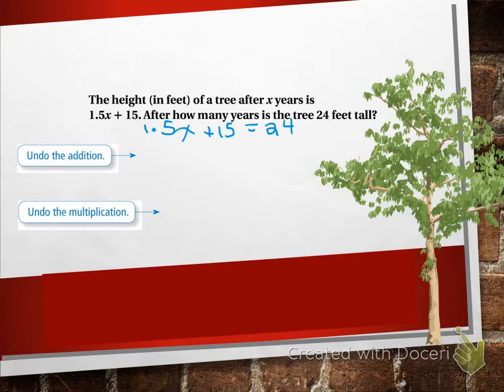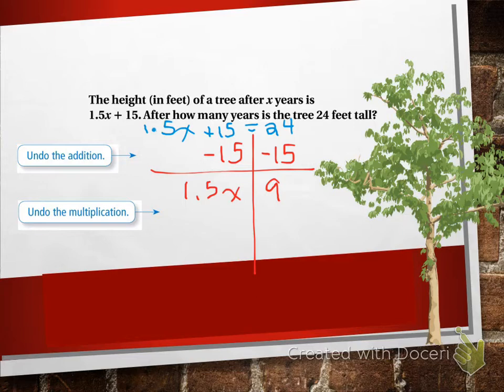So our first thing is to undo the addition. The opposite or inverse operation of addition is going to be subtraction. So we're going to subtract 15. And remember, whatever I do to one side, I must do to the other side. So now I'm going to end up with 1.5x is equal to 9.